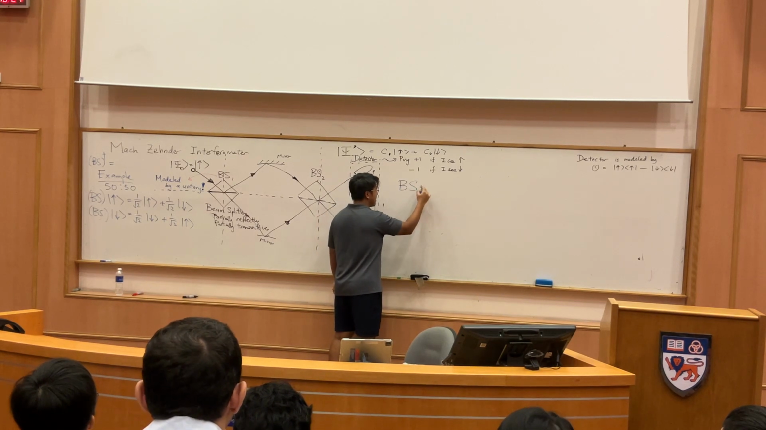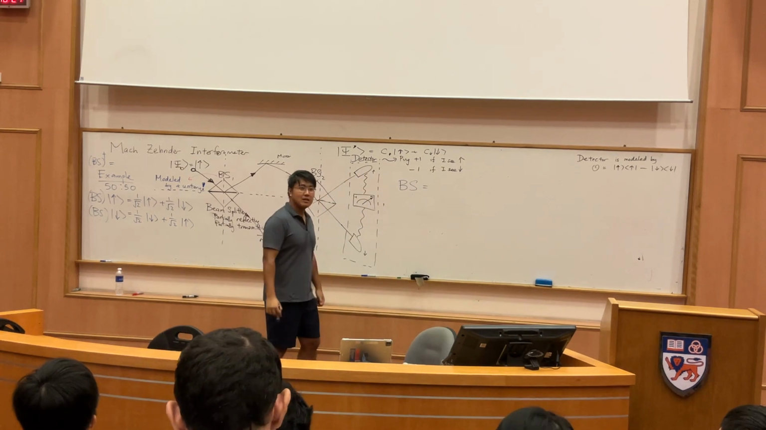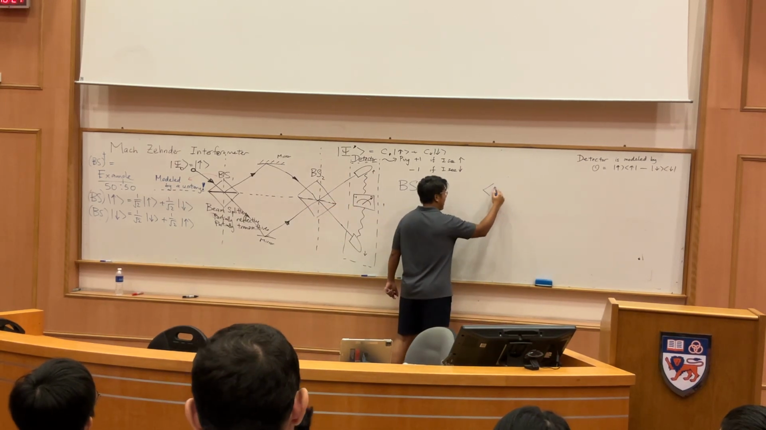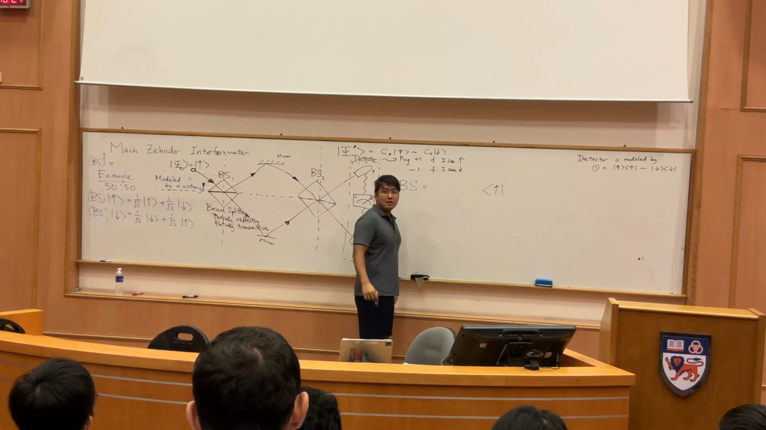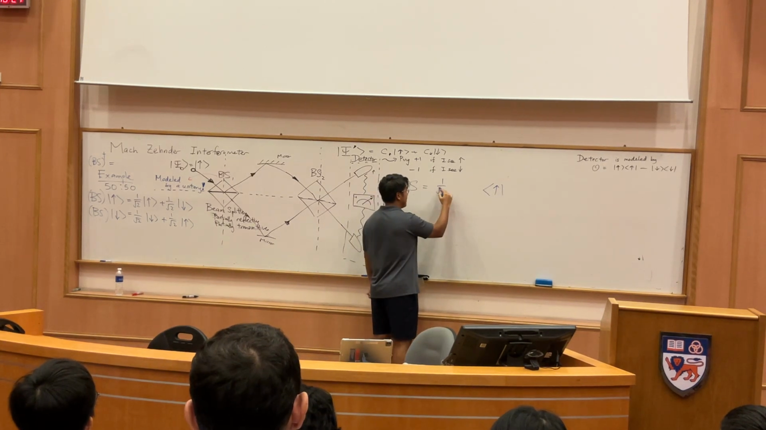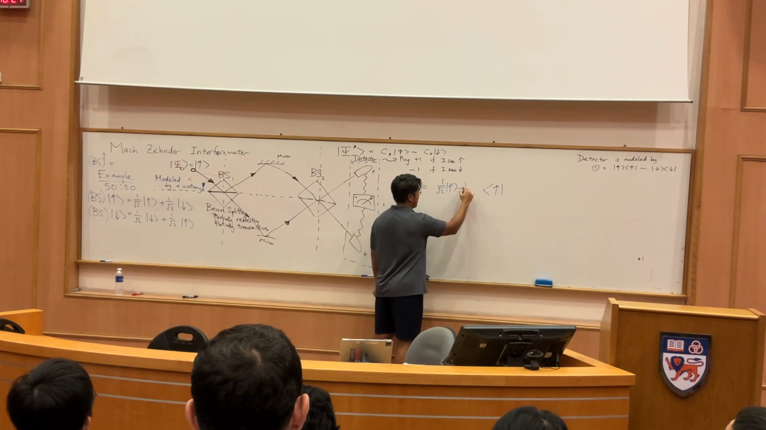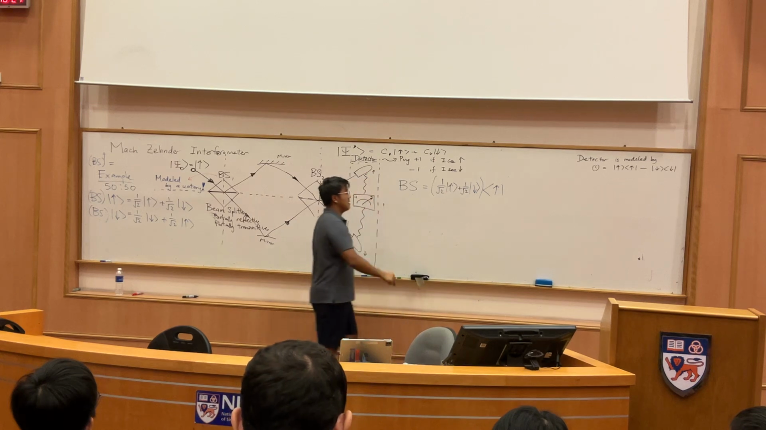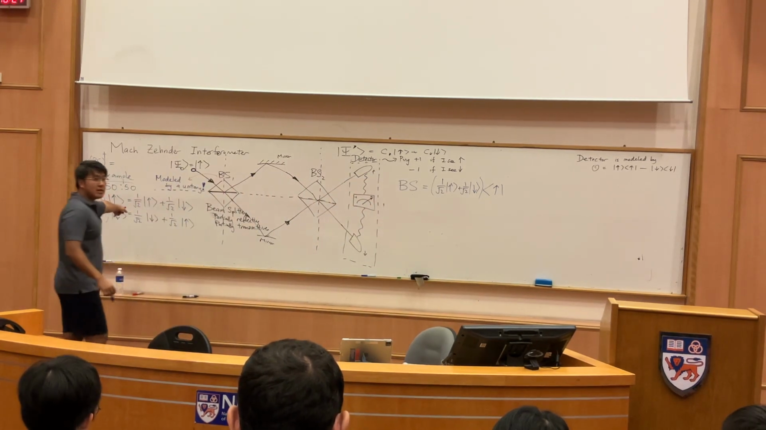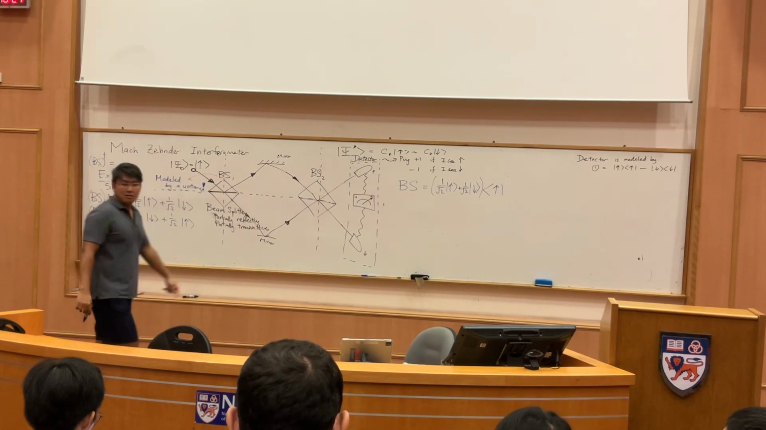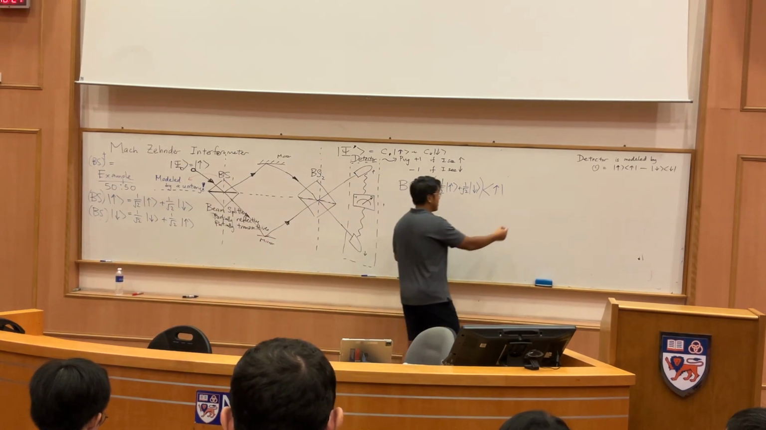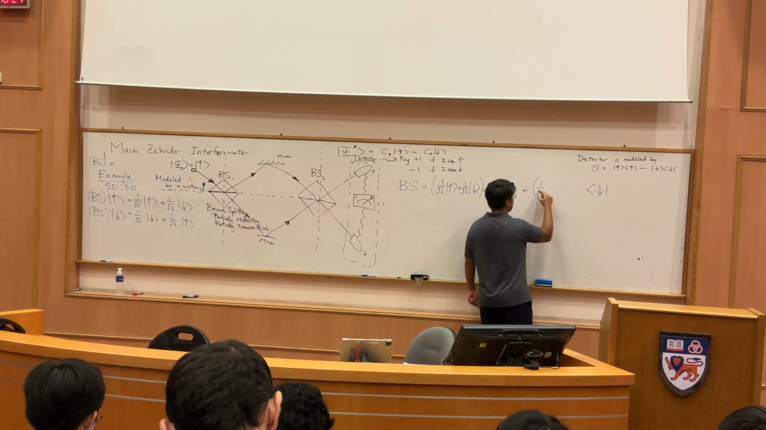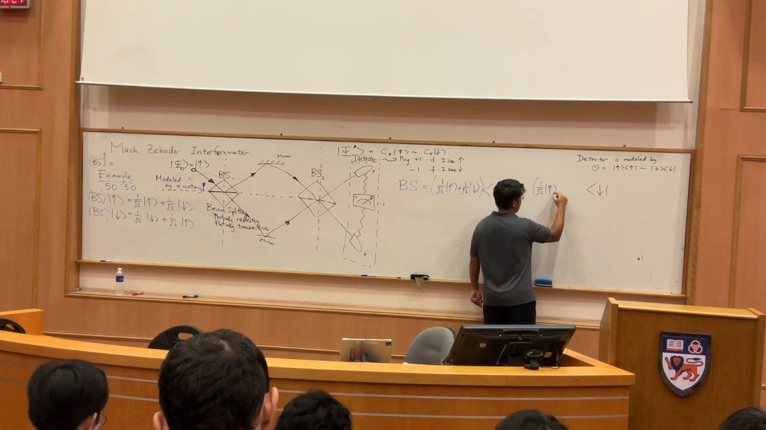So BS would be, according to the first line, take up and spit out up plus down. So that's the first line. The second line says, take down and spit out up plus down.